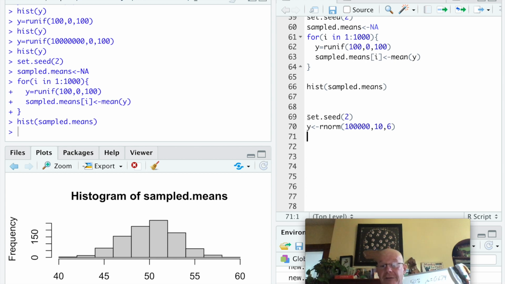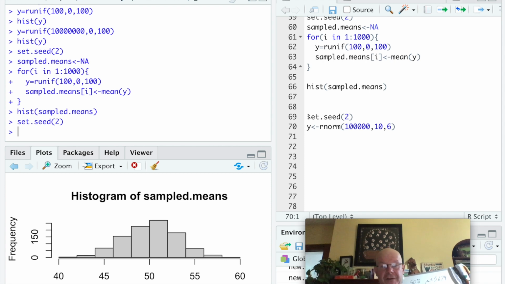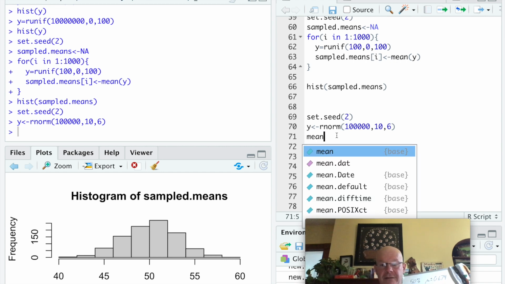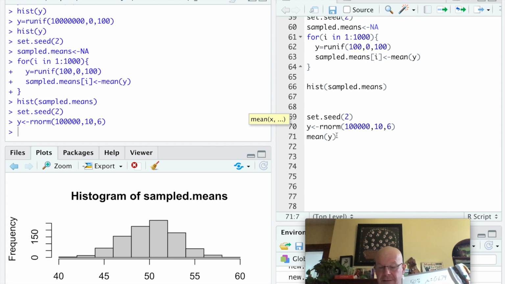So I'm going to start out by setting my seed, because I always got to set the seed. And then I am going to take 100,000 draws from a normal population with a mean of 10 and a standard deviation of 6. So now I have all those data in my computer. My RAM is happy to hold them for me. And now I'm going to pretend that I only sampled the first 10. So I can take the mean of y, which ones? 1 through 10.